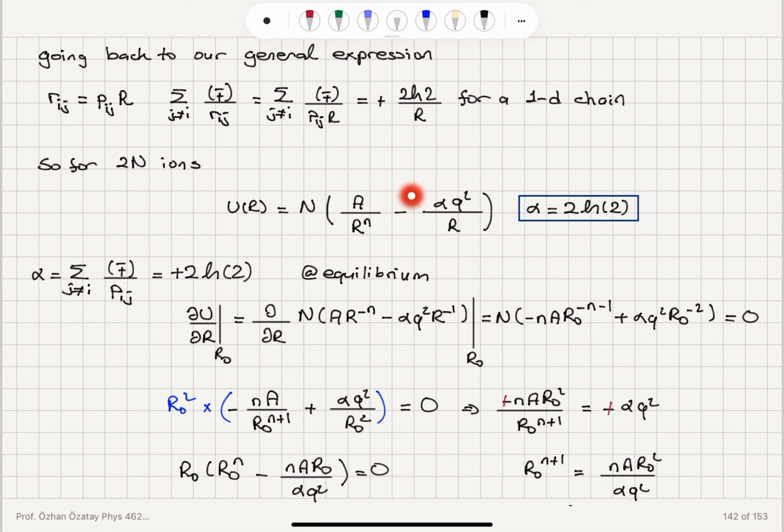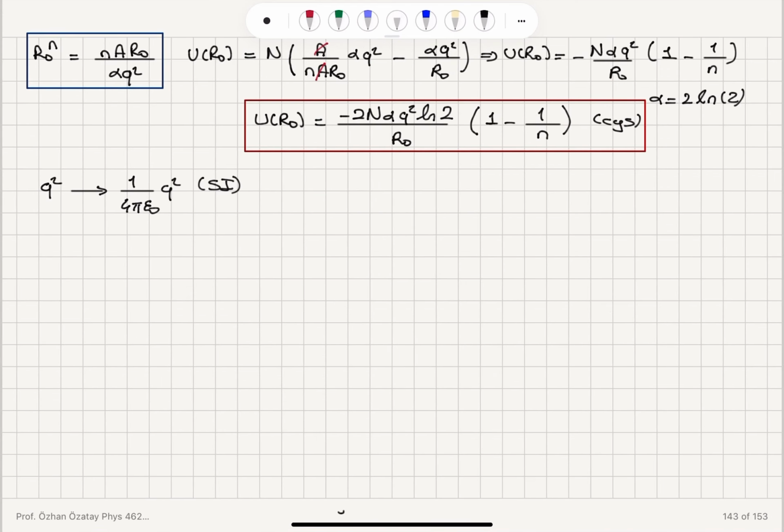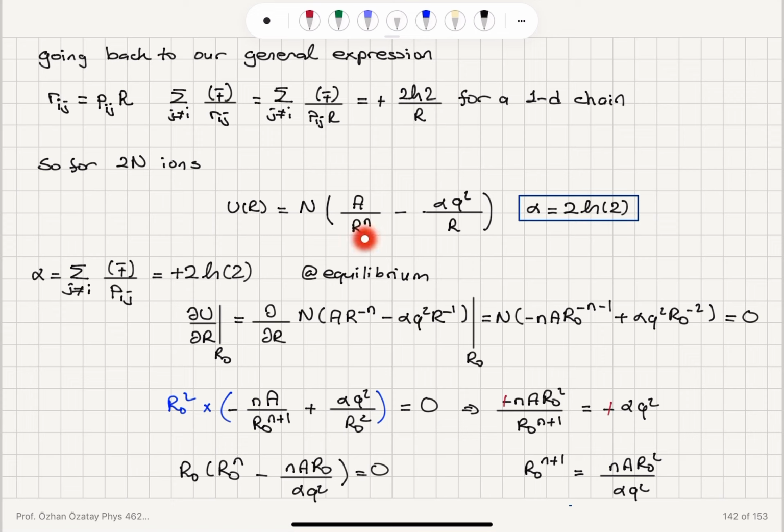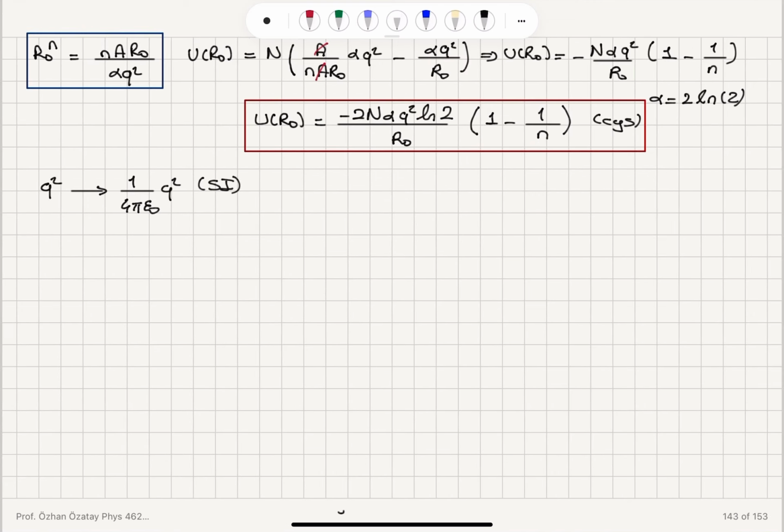So we take this expression, take its derivative at the equilibrium separation, and set it equal to 0. We find that R0 to the power n is N A R0 over alpha q squared. When substituted here, you evaluate at R0: A divided by R0 to the power n minus alpha q squared over R0, where R0 to the power n is this. We obtain this final answer when we substitute for alpha 2 log 2. And this is in CGS units. To convert to SI units, q squared will be replaced with 1 over 4 pi epsilon 0 q squared.